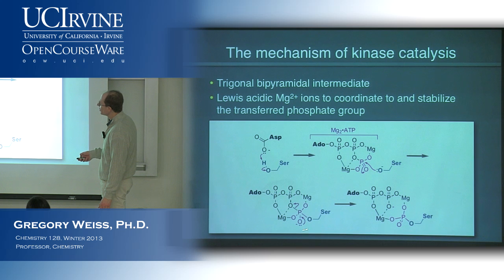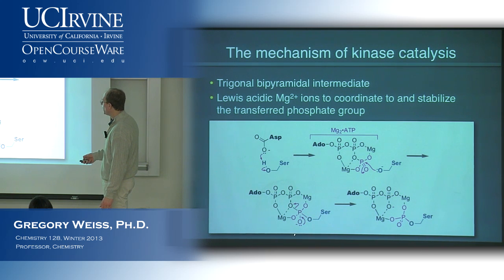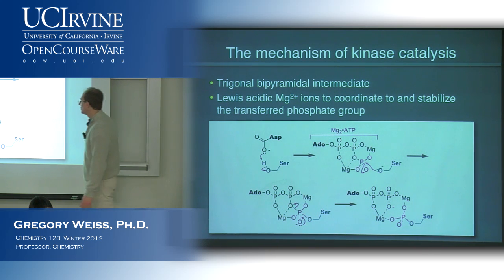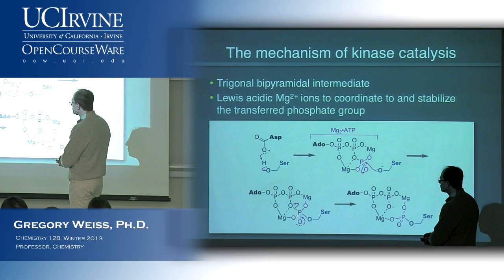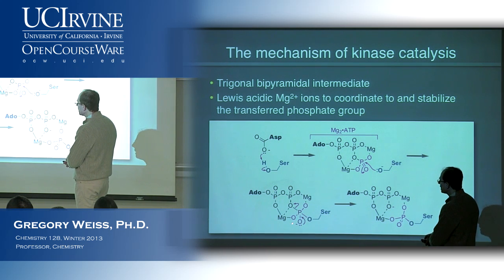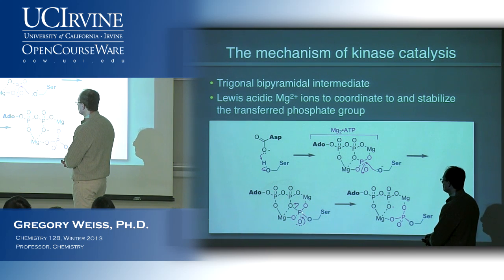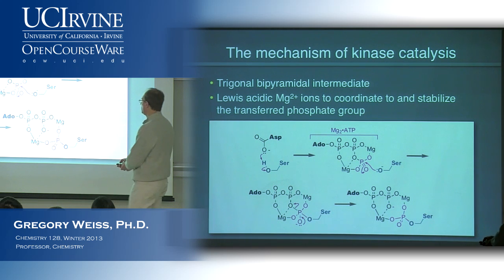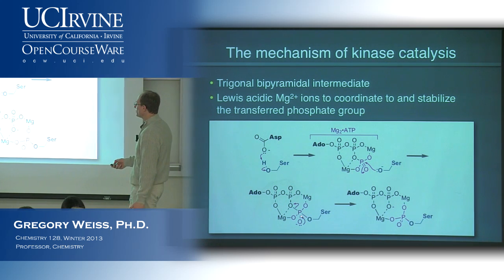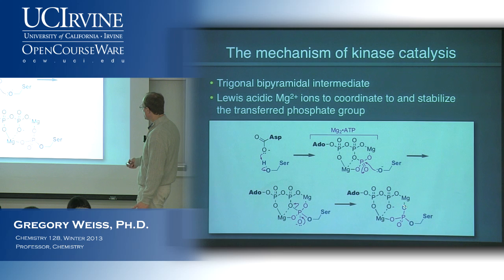And then finally, there's a collapse of this trigonal bipyramidal intermediate. Just very briefly, the structure around this phosphate looks like a trigonal bipyramid. Anyway, that's interesting. And then there's collapse of this trigonal bipyramidal intermediate to give us our final product.